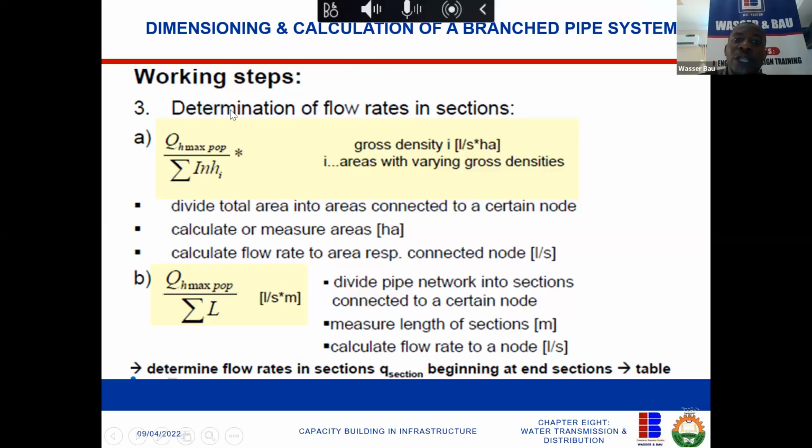Okay, so the third thing is to determine the flow rate initiation. Divide total areas. What area is connecting water from a particular node? How many houses are connected to a particular node? You sum up the number of houses and then know that that is the flow in that area. The second one, these are the two methods for the undeveloped areas. You ask yourself, if I am doing 500 people per hectare.